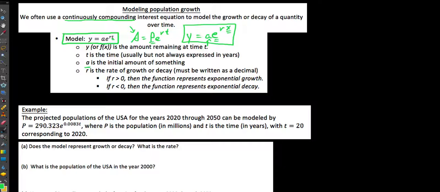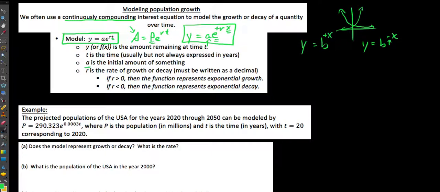Then r is the rate of growth or decay, and it must be written as a decimal. If you are modeling growth, this exponent needs to be a positive rate, a positive exponent. A good way to remember this is to think back to your parent functions: y equals b to the x, with a positive up here, gives you this nice growth curve. But if I do y equals b to the negative x, which is a reflection over the y-axis, that means I have a negative rate, and we get something that is decaying over time.